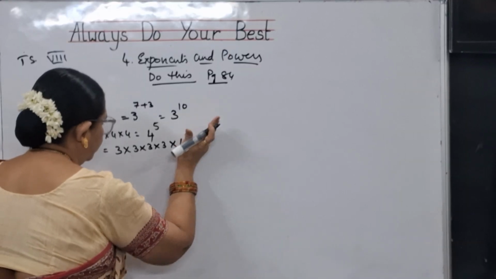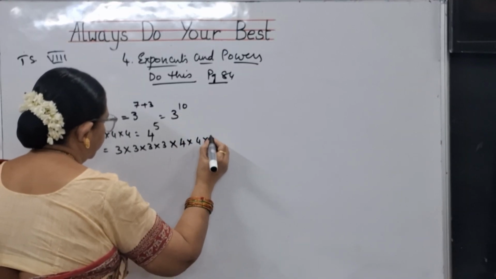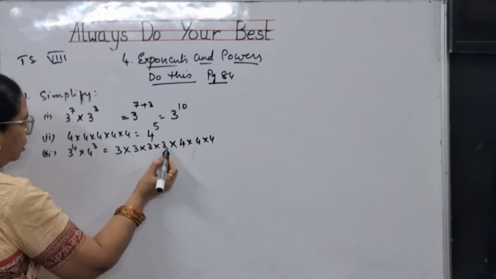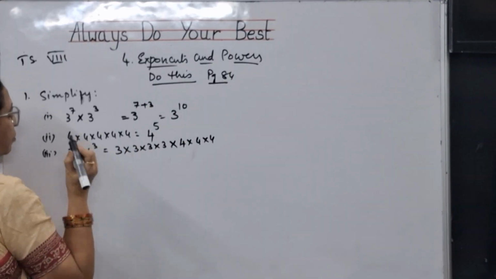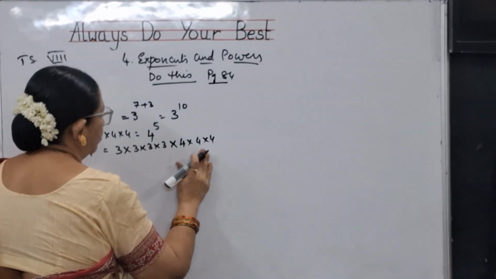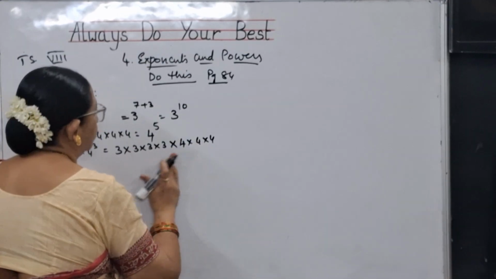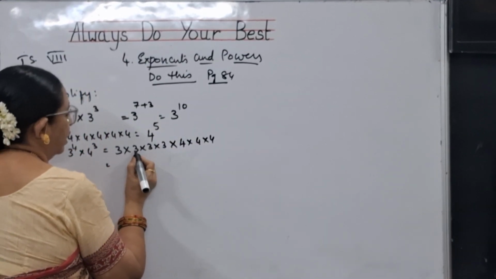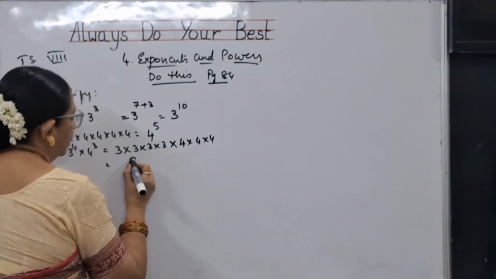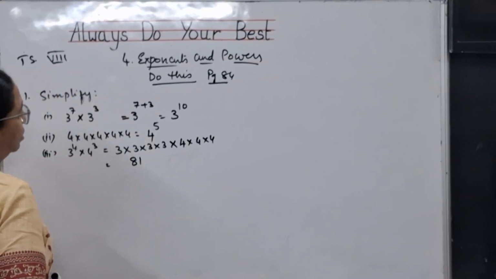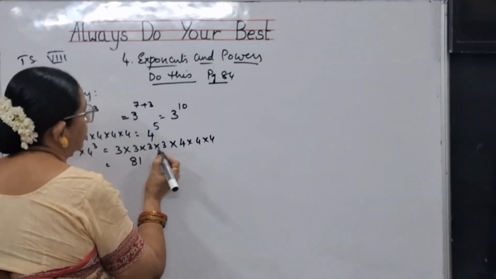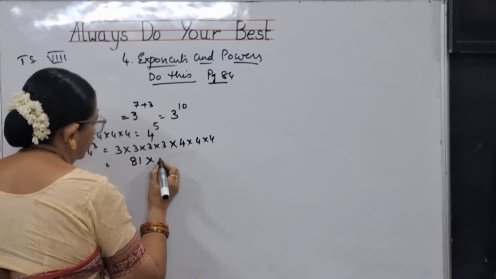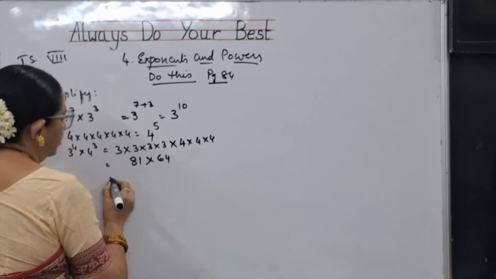So 4 into 4 into 4. 3 to the power of 4 is 3 multiplied 4 times. 4 to the power of 3 is 4 into 4 into 4, 3 times. So how much are 3 3s? 9. 3 3s are 9, 9 9s are 81. Or 3 3s are 9, 9 3s are 27, 27 3s are 81. Into 4 4s are 16, 16 4s are 64.